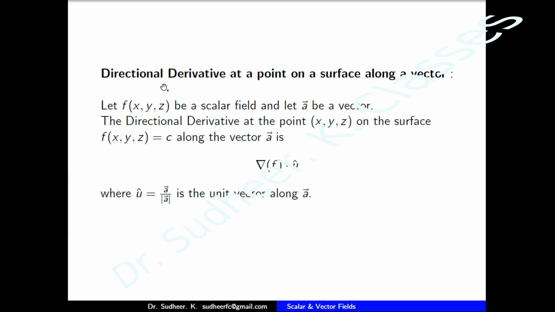Now a new definition: directional derivative at a point on a surface along a vector. Let f(x,y,z) be a scalar field and let A be a vector. The directional derivative at the point (x,y,z) on the surface f(x,y,z) equal to c along the vector A is del f dot u, where u equal to A by magnitude of A is the unit vector along A.